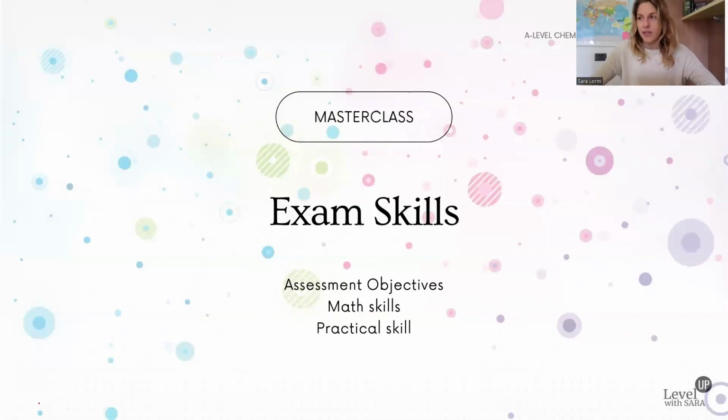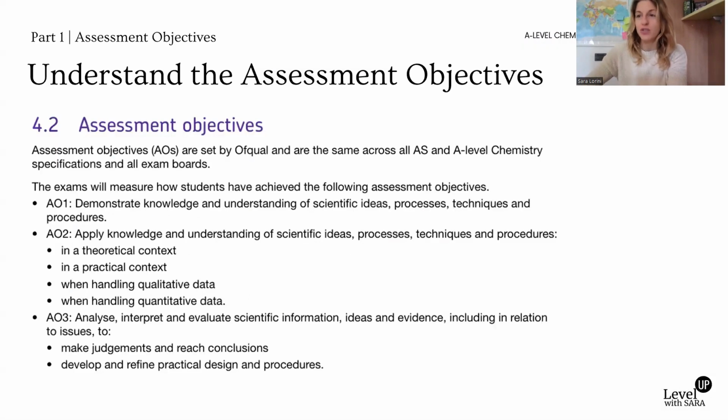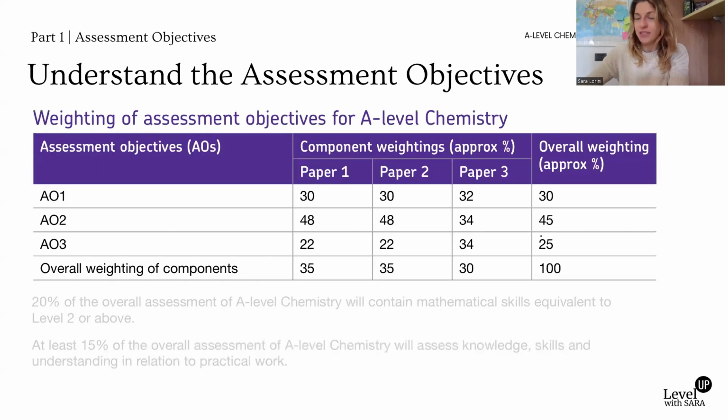This is the second part of our exam skills masterclass. Today, we look at mathematical skills. If you remember last time, we looked at the assessment objectives. So I'm going to scroll through the slide once again. We understood the different objectives as well as, which is very important, the weight that they have on each paper.